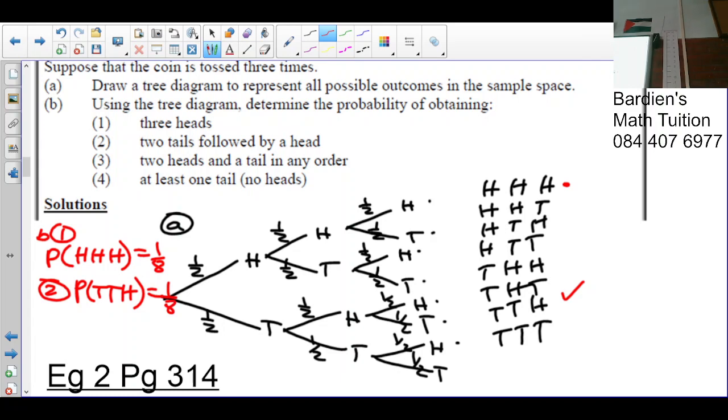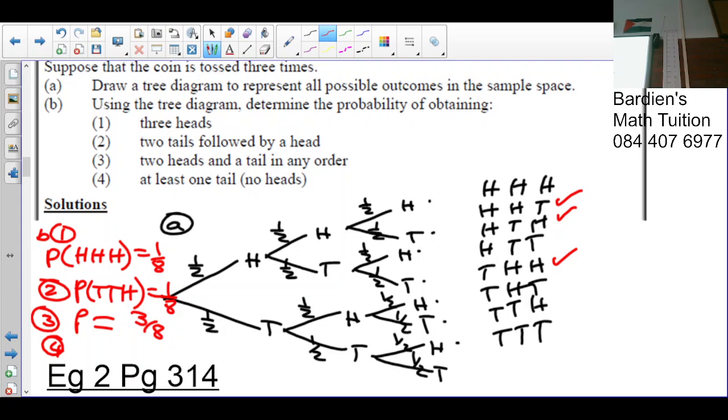Okay. Look at number 3. 2 heads and a tail in any order. Number 2 is 2 heads and a tail, number 3 is also, and number 5. That's it. So the probability of 2 heads and a tail in any order is 3 over 8. Right, let's look at number 4.